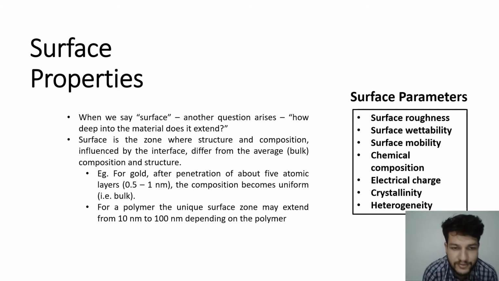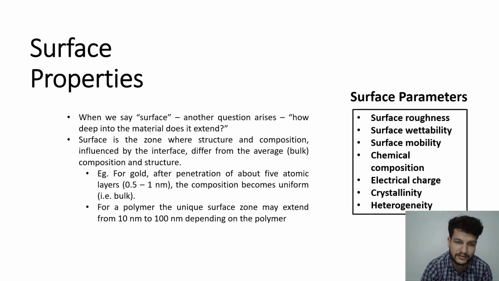Some of the examples are given. For example, in a polymer, the surface is extended, in some cases to 10 nanometers, and in some cases to 100 nanometers, depending on the polymer. And in the case of gold, an example is given that after 5 atomic layers, that means 0.5 to 1 nanometer, the composition becomes uniform. That means at the surface the composition is not uniform, it is different. But after 5 atomic layers or after 1 nanometer, the composition of all the bulk is uniform.